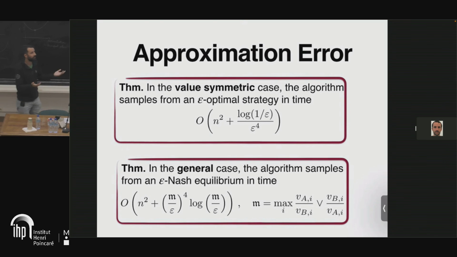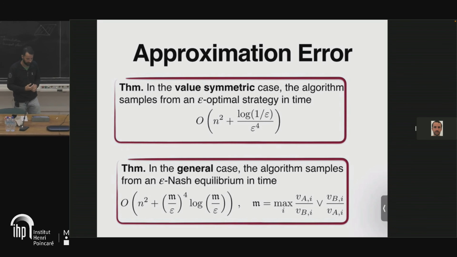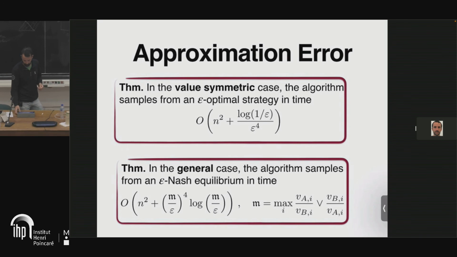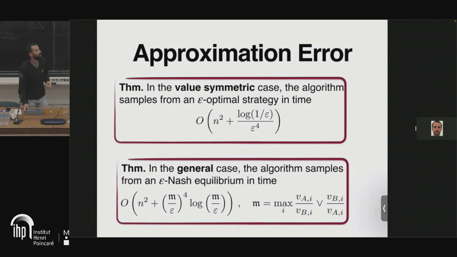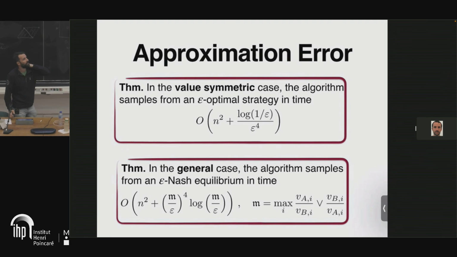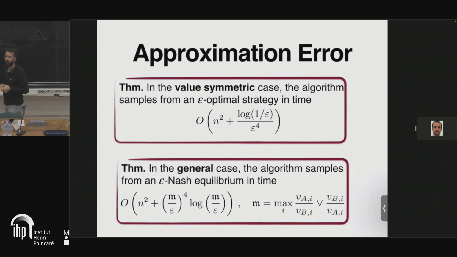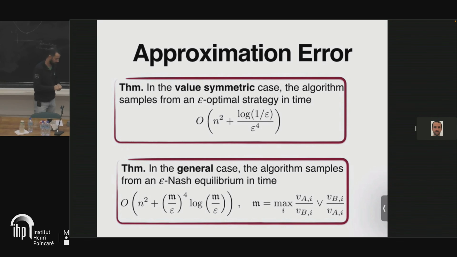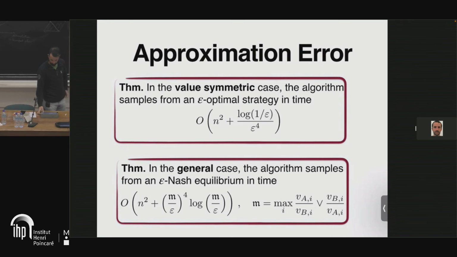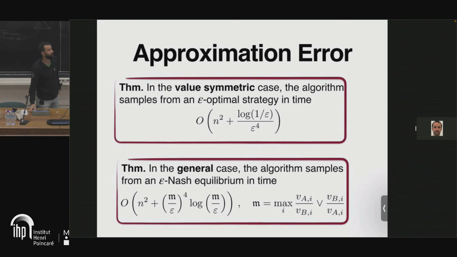And we had these approximation errors that I mentioned here. So basically in the symmetric case, we can have an epsilon optimal strategy with something of order 1 over epsilon to the 4th, and n squared, where n is the number of parallel fields. And in the general case, we have this m that we wrote here, which is the maximum value of the ratio of the values of the parallel fields that appear in the bound.